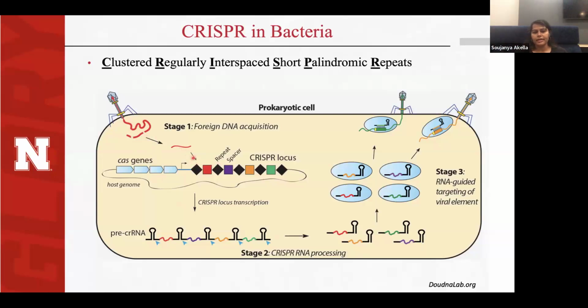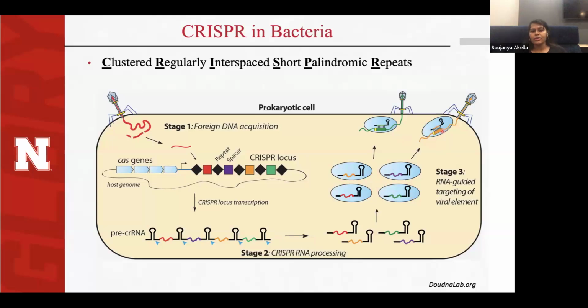They'll take that DNA and stick it in the genome somewhere in between these repeats, so that the next time, if a similar bacteriophage with similar DNA tries to come and do this, it's able to quickly express the mRNA from its CRISPR locus and bind to it. It'll also express Cas9, which will be one of these genes. And that's it. It's able to chop up that foreign DNA at this point.